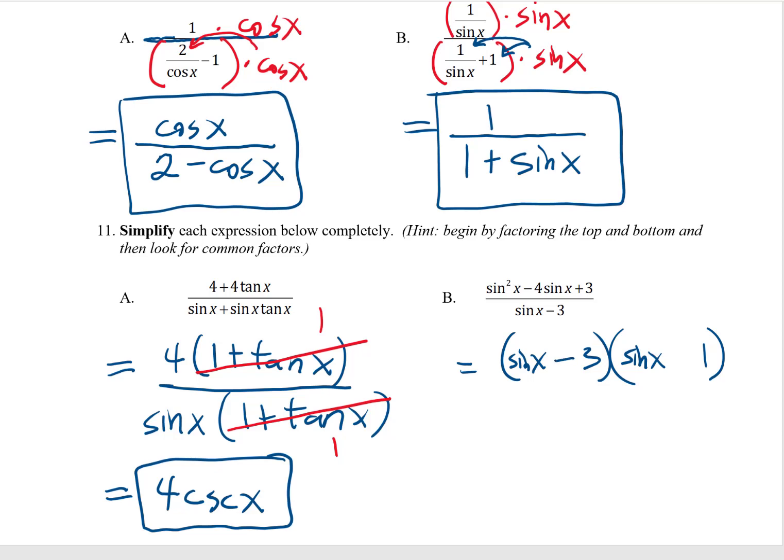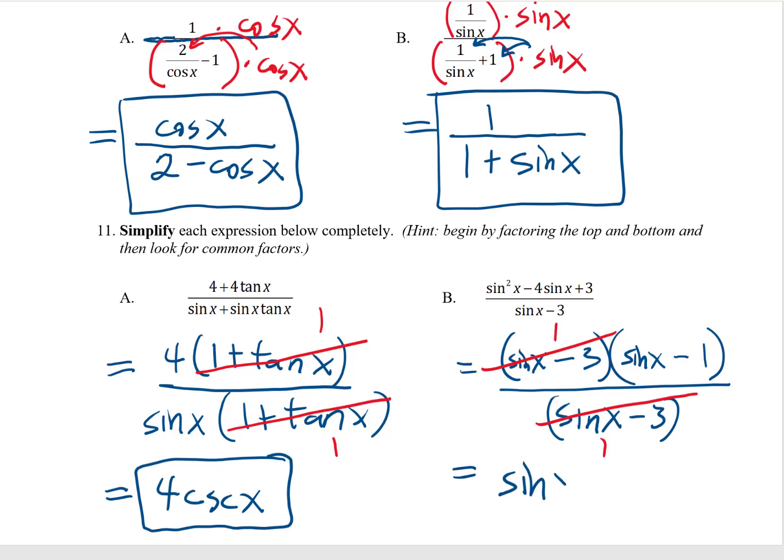If I do a minus 3 sine x for the inner and a minus 1 sine x for the outer, that makes minus 4 sine x. And negative 3 times negative 1 is still positive 3, so that worked great. The bottom does not factor, so I'll just put a parenthesis around it to remind myself, therefore it's its own factor. And of course, that means I have a common factor. I can divide this sine x minus 3 with this sine x minus 3. I don't have a fraction left anymore. All I have is sine x minus 1 as the final answer.